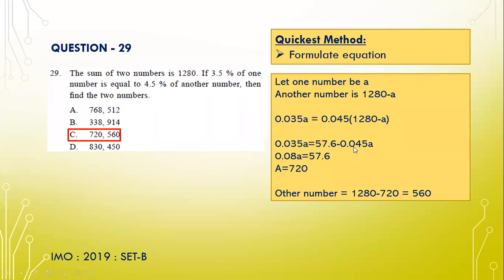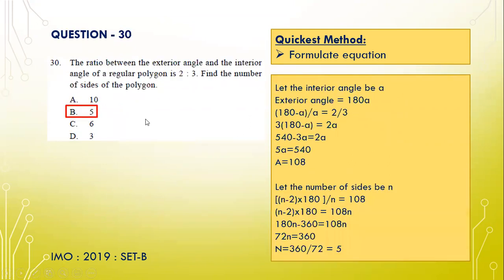When minus 0.045A comes here, it will be plus 0.045A. So 0.035 plus 0.045 will be 0.08A is 57.6. So A is 720. One number is 720. So if one number is 720, then the other number is 1280 minus 720 is 560. So 720 and 560 is the correct option.